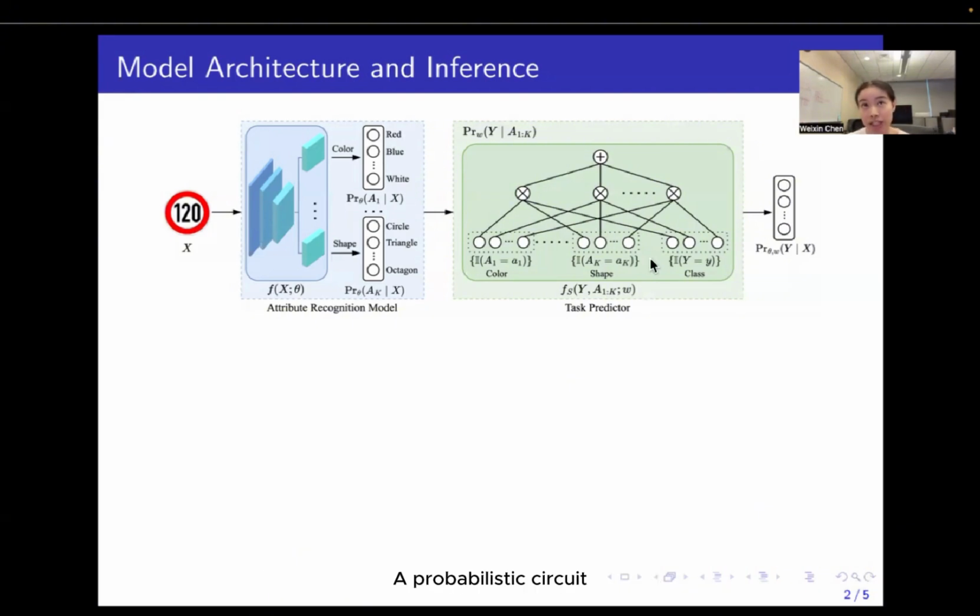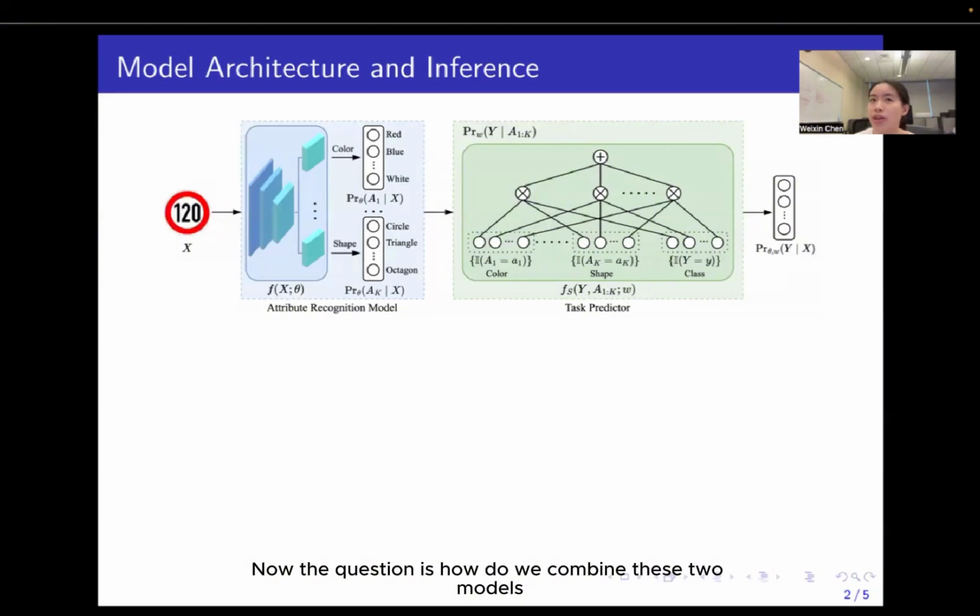A probabilistic circuit learns the joint distribution over the class variable Y and the attribute variables A1 to AK. And this circuit enables tractable conditional inference. More specifically, if we want to compute the conditional probability of Y given A1 to AK, then we only need two forward passes to get the probability: one forward pass to compute the joint probability and one forward pass to compute the marginal probability over A1 to AK. Then the question is, how do we combine these two modules to get the final predictions?